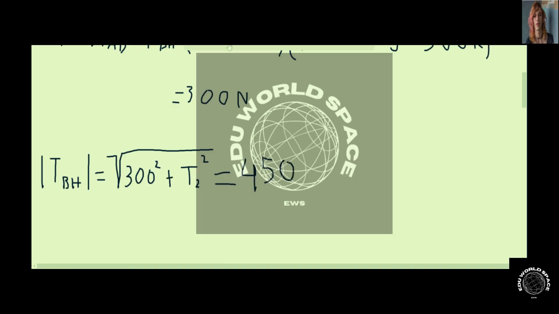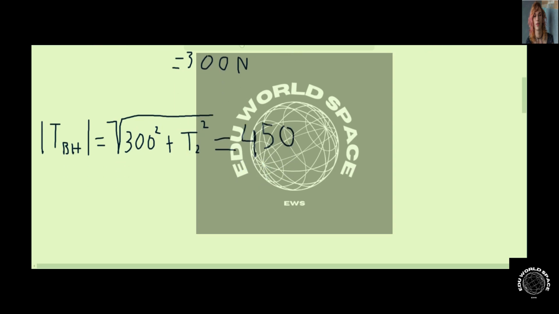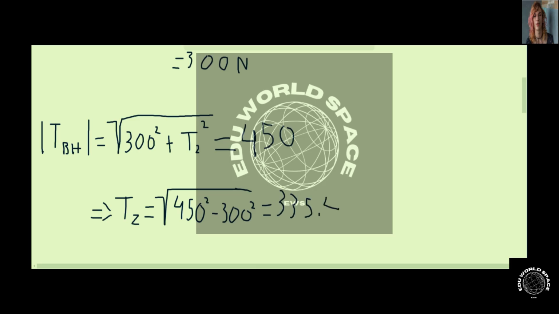And we can now solve for this perpendicular tension component. So we rewrite this as T2 is equal to the square root of 450 squared minus 300 squared. And that will give us a value of 335.4 newtons.